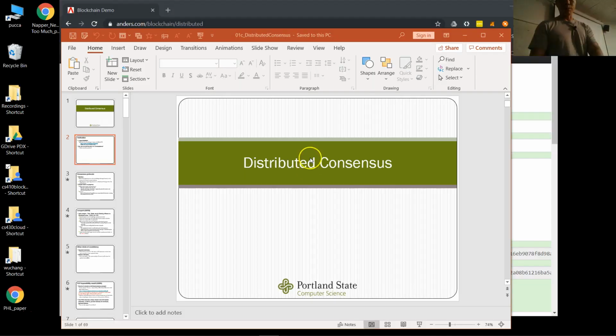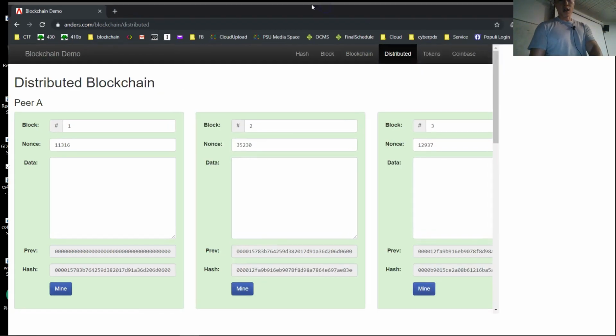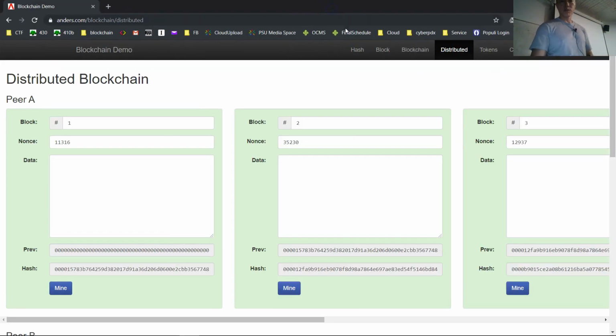So, for example, you could have, this is the distributed blockchain. You have peer A, whoops, you don't have that. How do I get that? One second.